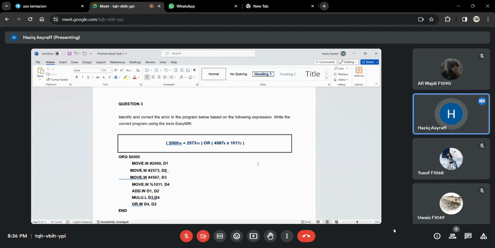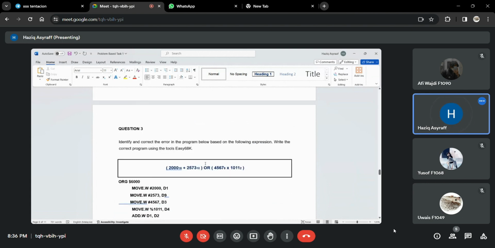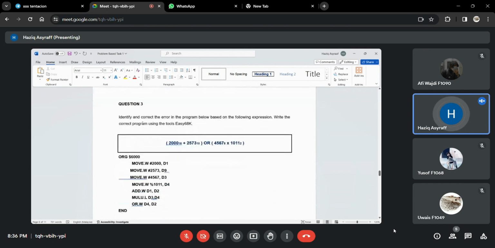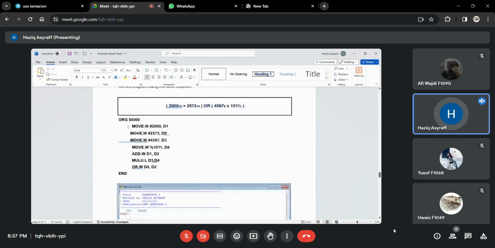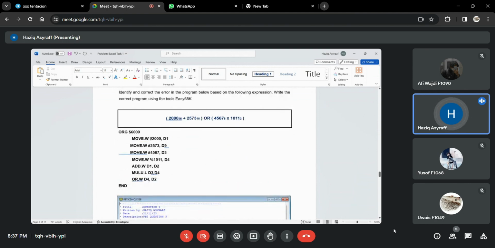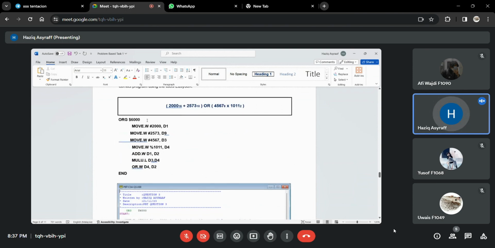So I will solve question 3. Okay. Identify and correct the error in the program below based on the following expression. Write the correct program using the tool Easy68K. So this is the expression, the question, and the original number is 6,000. So the first error that I found is in D1.